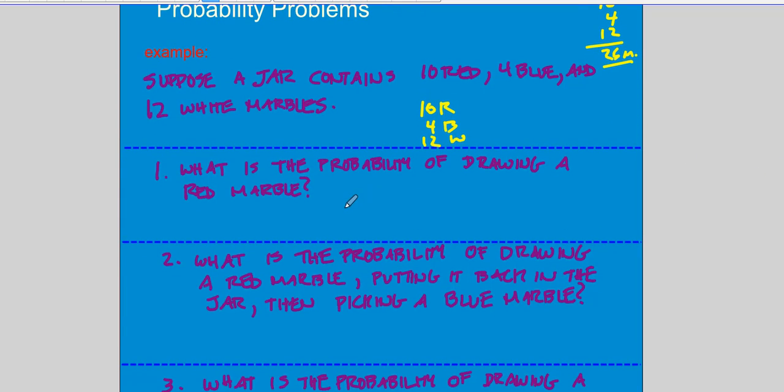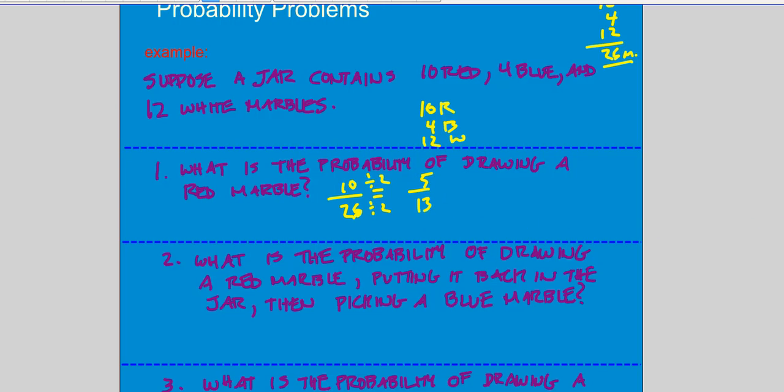So what's the probability of drawing red? Well, the probability of drawing red would be 10 out of 26. There's 10 ways to get red out of 26 total marbles. We'll assume the marbles are all the same size. They feel the same. You can't tell the difference unless you look at them. But that reduces because I can divide 2 into both these. So my probability is 5 out of 13.